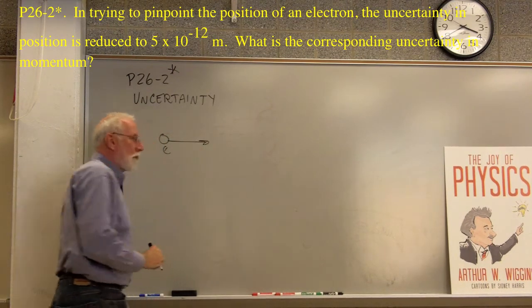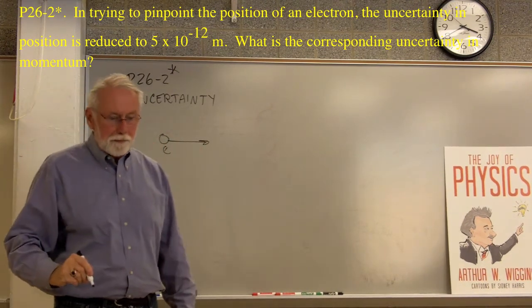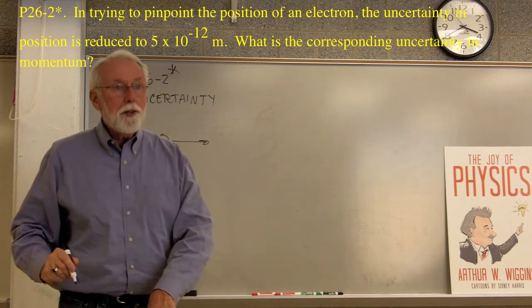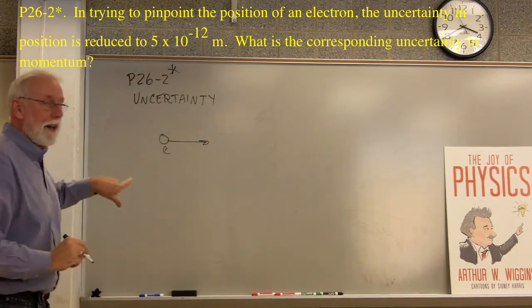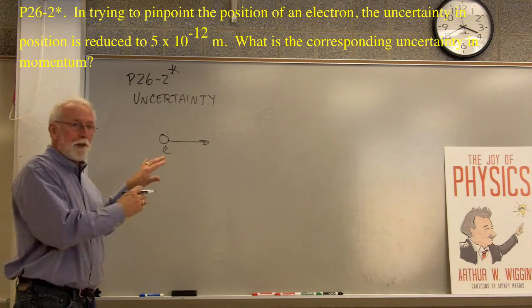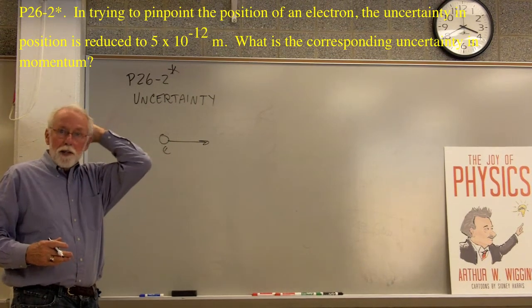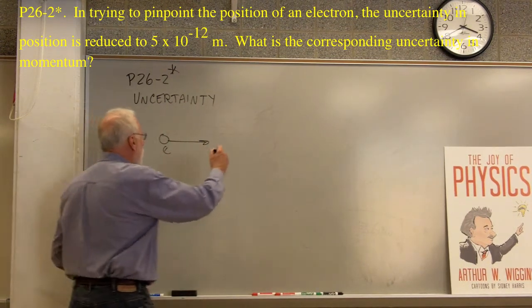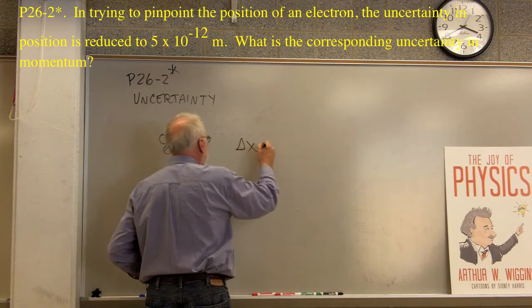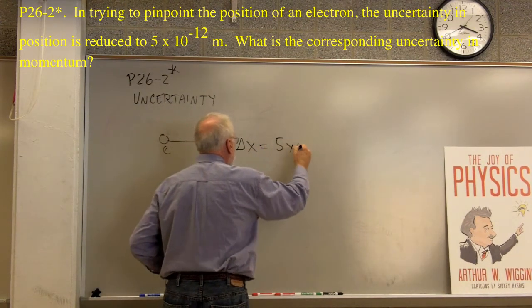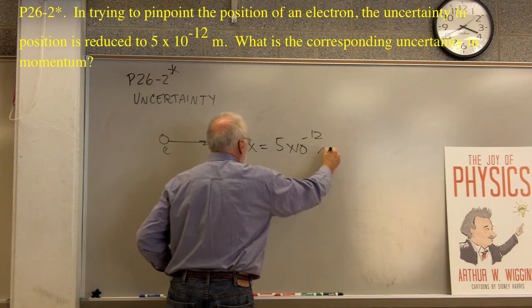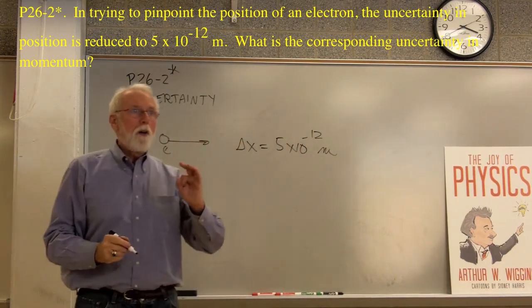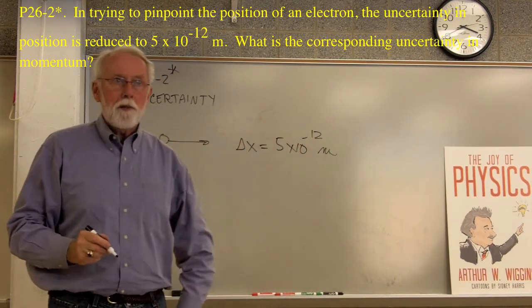It's moving at some speed. Okay, good. What we know about it is we've reduced its uncertainty in position. And how do you do that? Well, you've got to bounce things off the electron in order to find out where it is. So if you can reduce its uncertainty in position, you can say that delta x is 5 times 10 to the minus 12 meters.